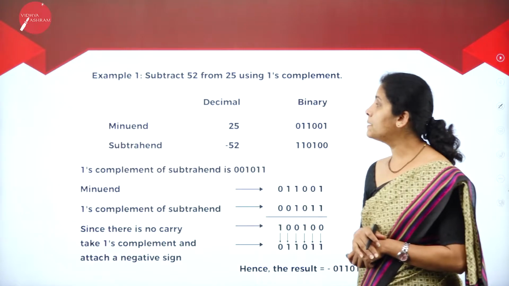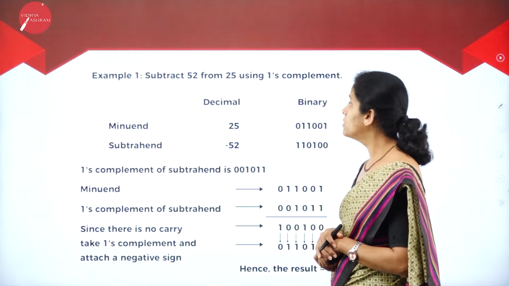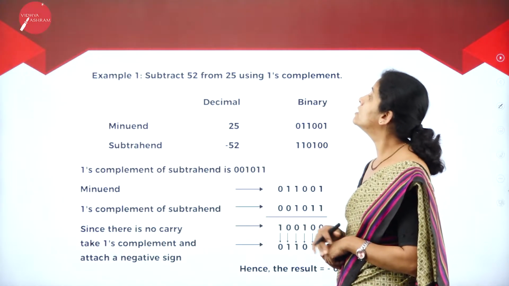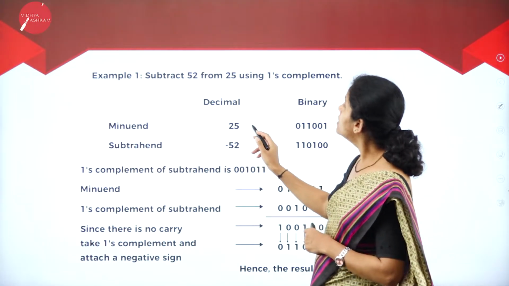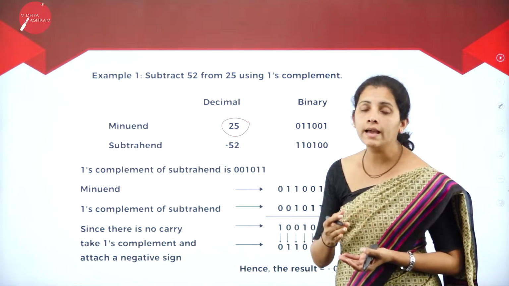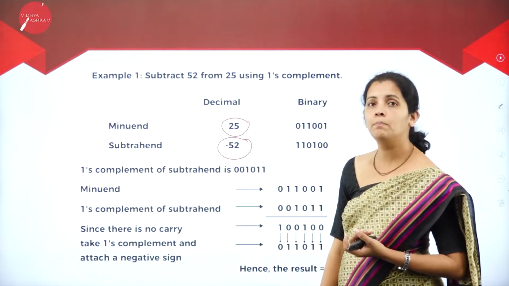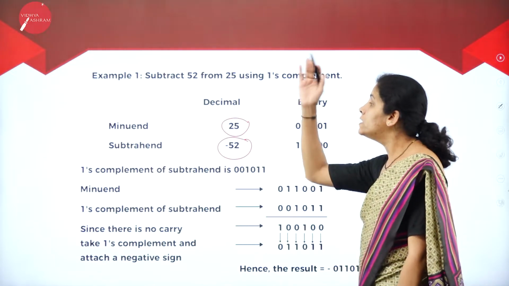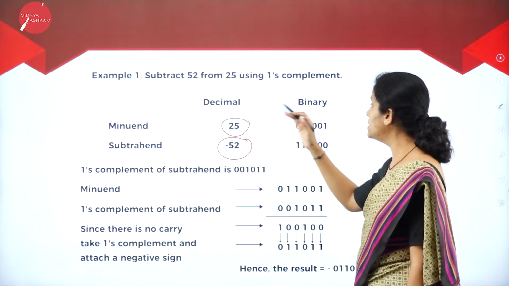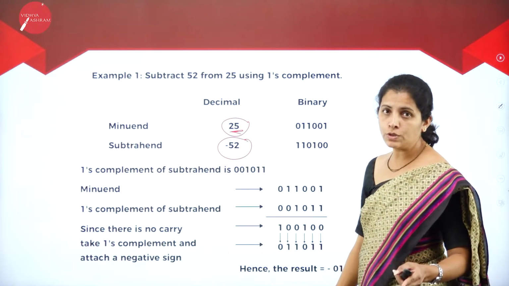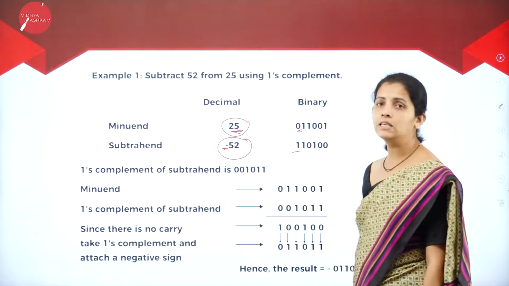Now consider the example here. I am having 52 and 25. Now I want to subtract 25 minus 52. So here the minuend is smaller than the subtrahend. So what is my subtrahend? That is nothing but minus 52. Now at the beginning I want to write the binary representation of this decimal number. So it is my positive number, so 0. And here it is my negative number and it is 1.